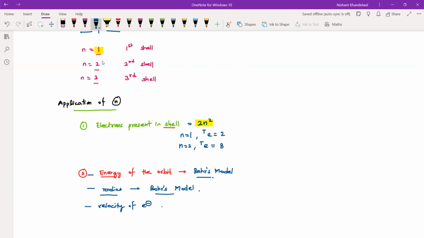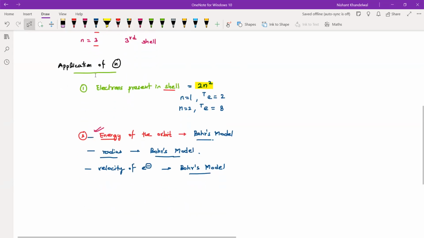Velocity. And again, Bohr's model. This may not be in your syllabus, but I am giving you a glimpse because you should know. In your syllabus, it is the energy of the orbit. But you can also calculate the time taken by the electron to complete one revolution, one circle, or whatever it is.